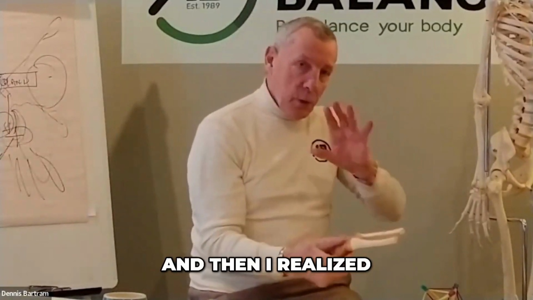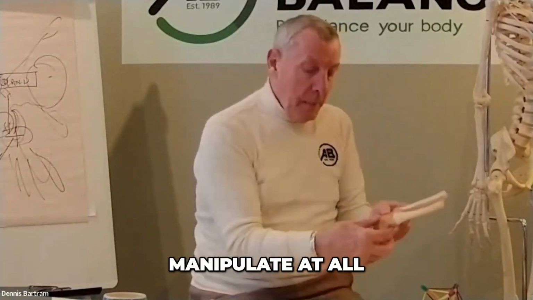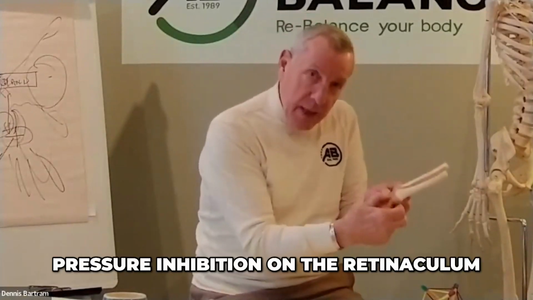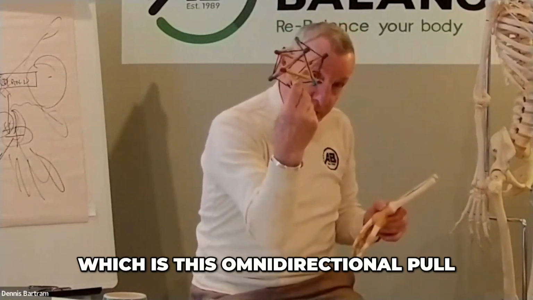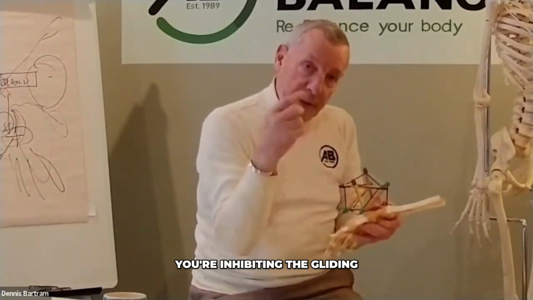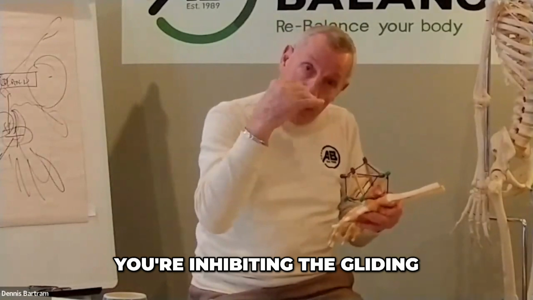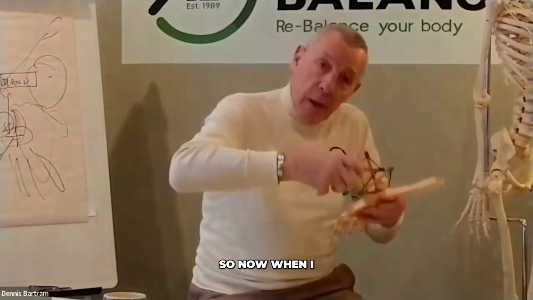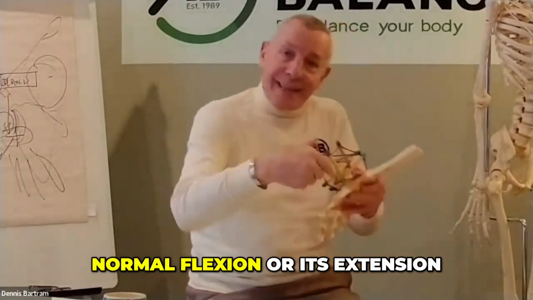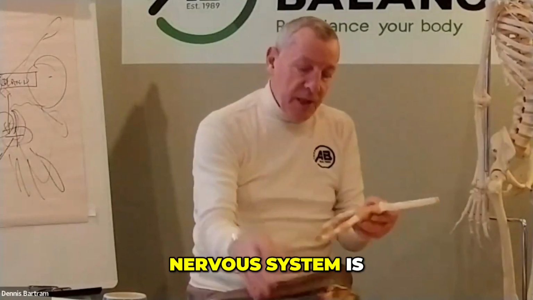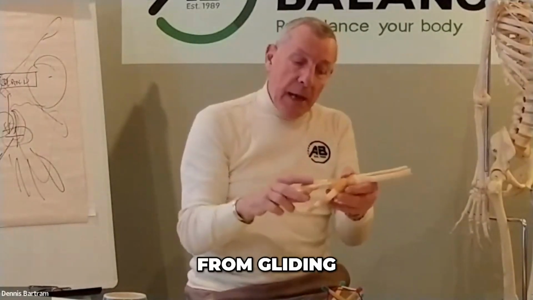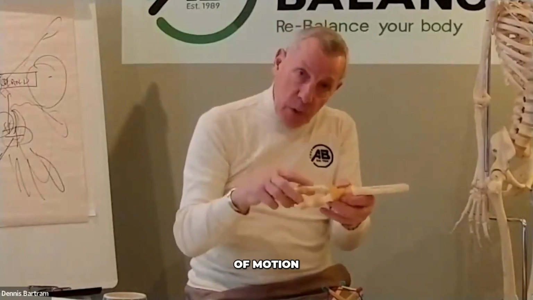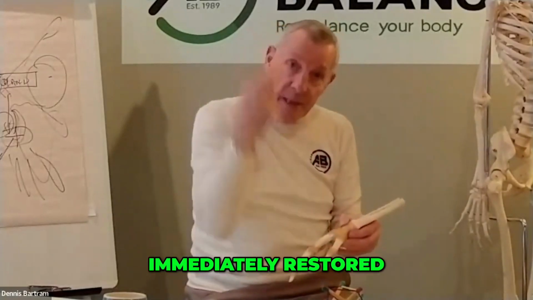So I spun it round the other way. And then I realized you don't need to manipulate at all, because when you've got the pressure inhibition on the retinaculum, which is this omnidirectional pull, you're inhibiting the gliding, the restriction to the gliding. So now when I take it through its normal flexion or its extension, what I'm saying to the nervous system is, I've taken away the pull that's stopping you from gliding. I'm now letting you glide through the range of motion. The neural pathway is immediately restored.